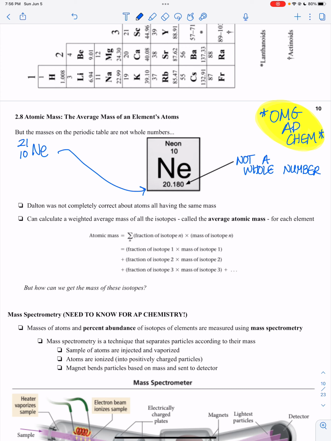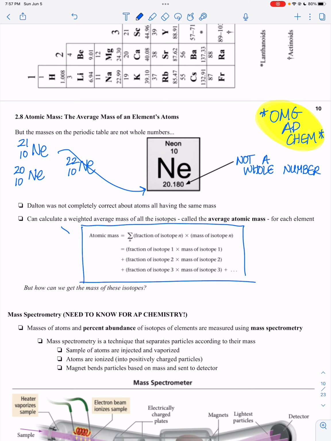Well, cat's out of the bag here. Elements of a certain sample, let's say I had 100 particles. Some of those particles will have a mass of 21. Some of those particles will have a mass of 20, and some of those particles will have a mass of 22. If I do a weighted average of these isotopes, I will get this mass of 20.18. So how do I calculate this? This is going to be our first big equation calculation.